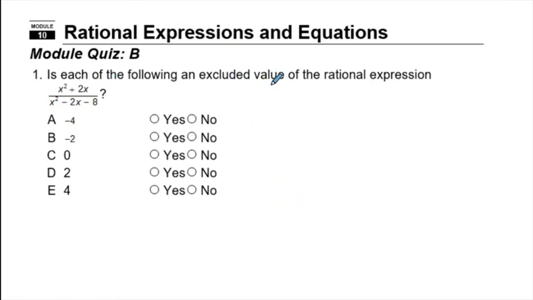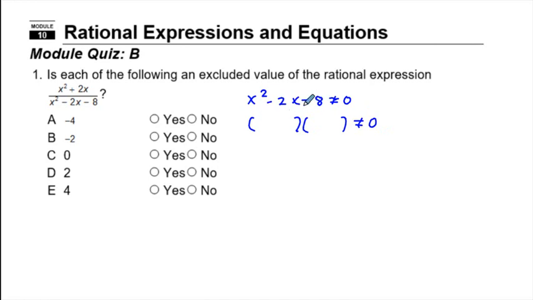Problem 1 is use the following to find an excluded value of the rational expression x squared plus 2x over x squared minus 2x minus 8. For excluded values, it has to do with the denominator, because dividing by 0 is not defined in mathematics or in algebra. So if we set this denominator of x squared minus 2x minus 8 as not equal to 0, we will find our excluded values. And so what we do is try to find the factored form of x squared minus 2x minus 8.